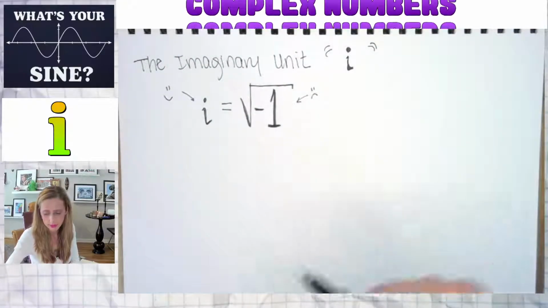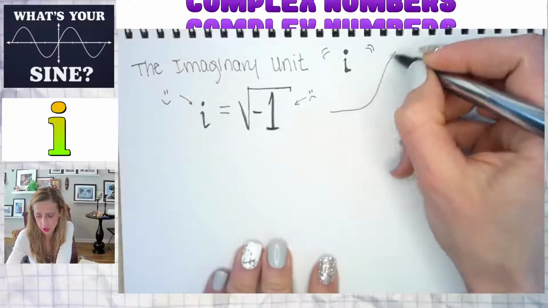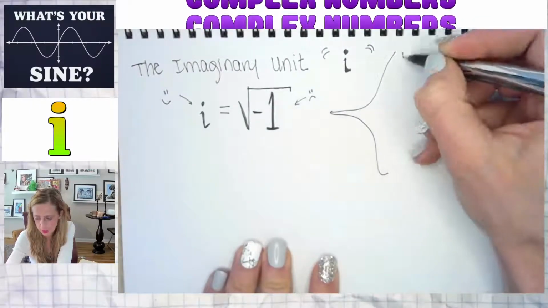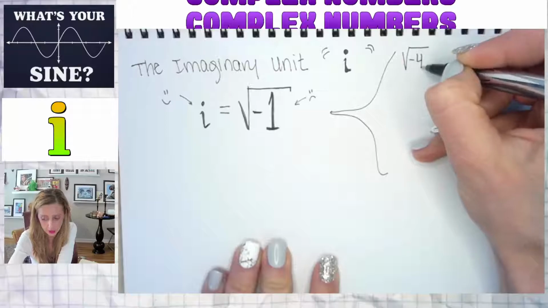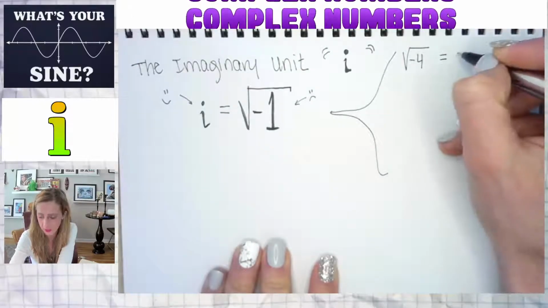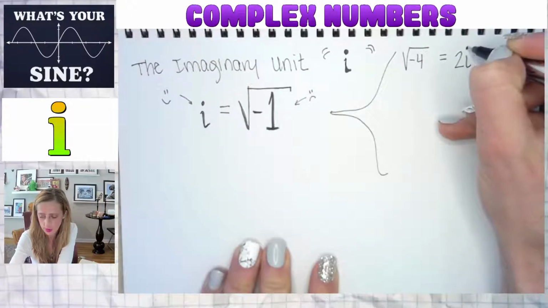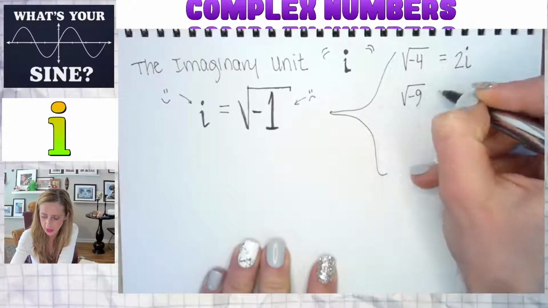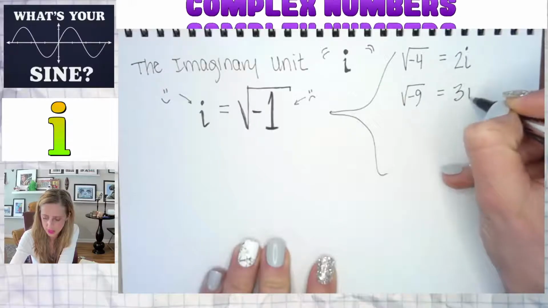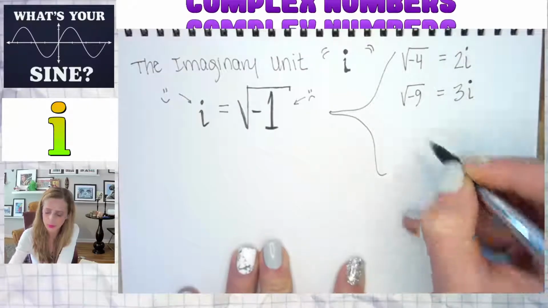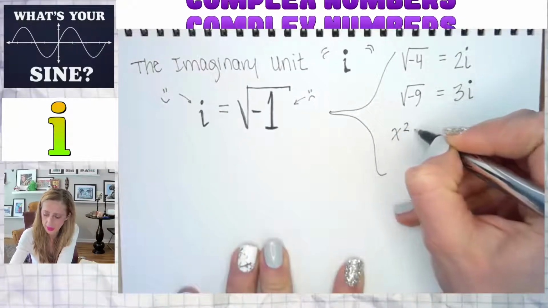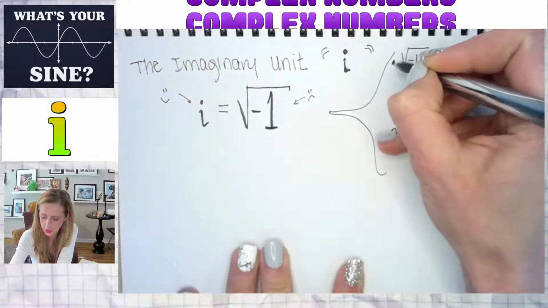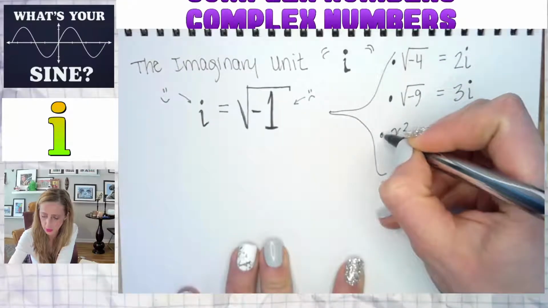But, couple side things. For starters, the square root of -4, you would just put 2i. The square root of -9, you would just put 3i. If you had x squared equals, so I'm going to put little bullet points. So that was the first one, second one, now I'm doing this third one.